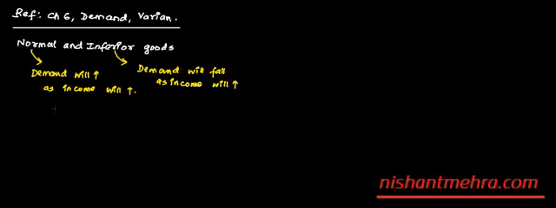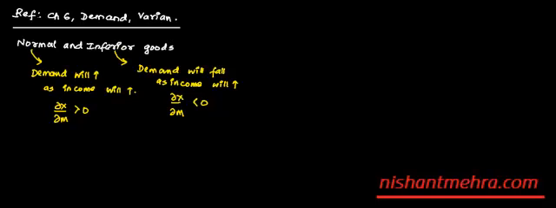So basically what we are trying to say is that for normal goods, del x by del m is greater than 0. As your income is increasing, demand for that good is increasing. For inferior goods, del x by del m is less than 0. So that is one thing.